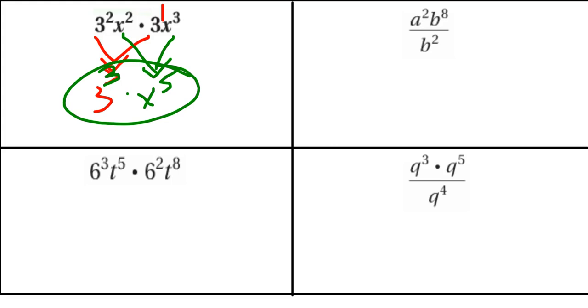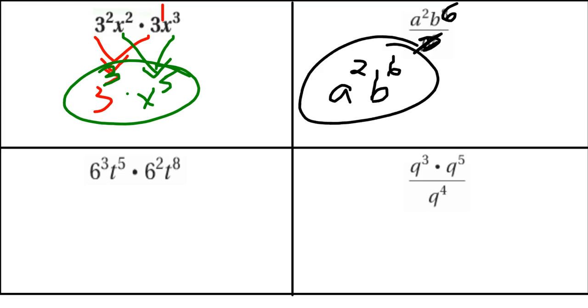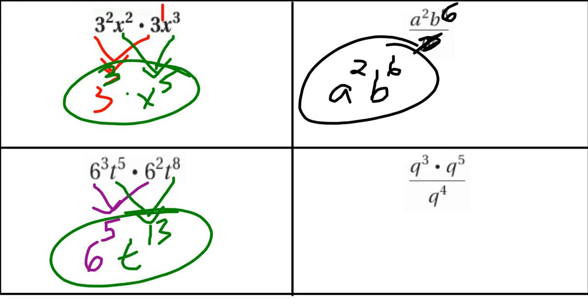On the upper right-hand corner, we don't have any a's to change, so the a remains the way it is. But for the b's, now we're dividing, so we're going to cancel 2 b's from the denominator with 2 b's from the numerator and end up with 6 b's remaining. So a to the second times b to the sixth. In the lower left-hand corner, again, combine the different bases in different steps. 3 6's times 2 6's is a total of 5 6's. And then finally, 5 t's times 8 t's is a total of 13 t's, so it's 6 to the fifth times t to the 13th.